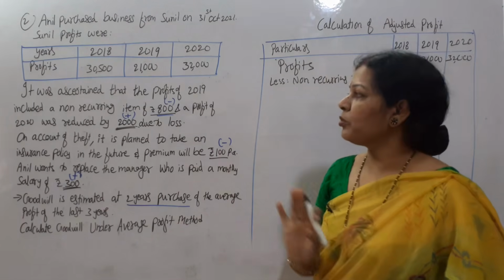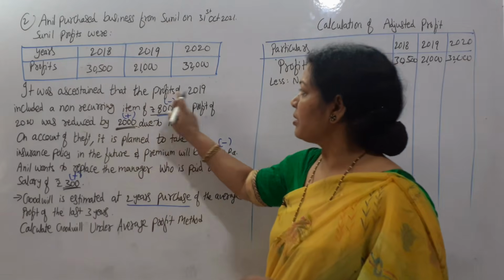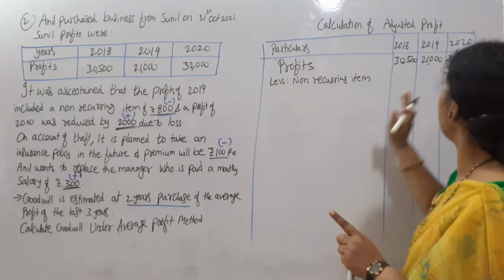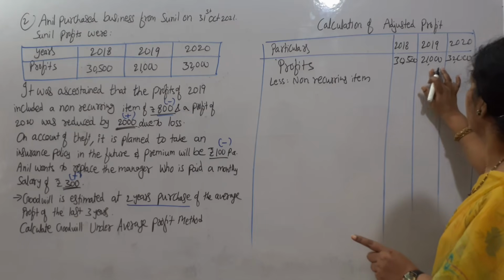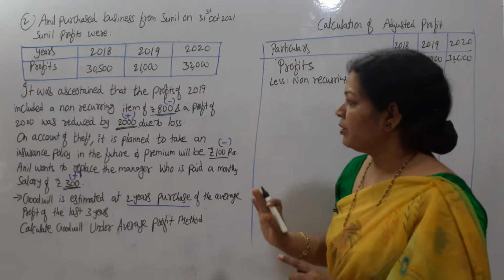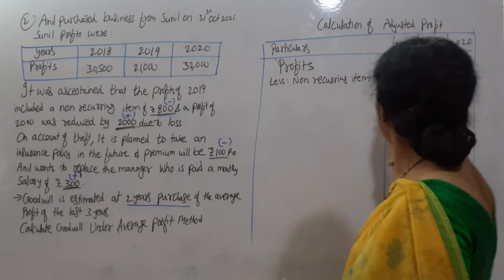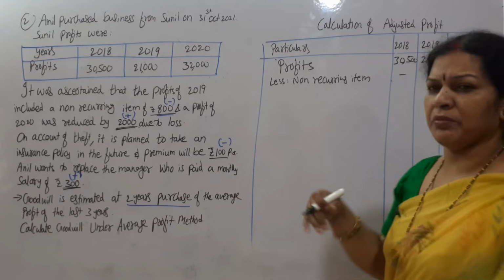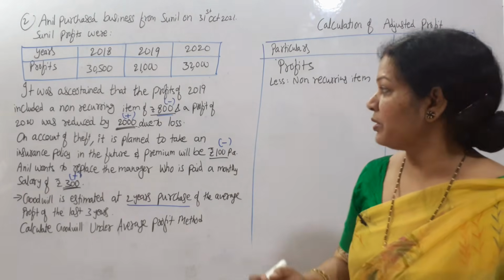This is related to 2019 only. If you see the sentence, it was ascertained that the profit of 2019 included a non-recurring item of 800, 2019 only. So we'll take this amount, 800, for 2019 only, and not the rest of the years. Let us deduct it, or shall we do all the calculations later?